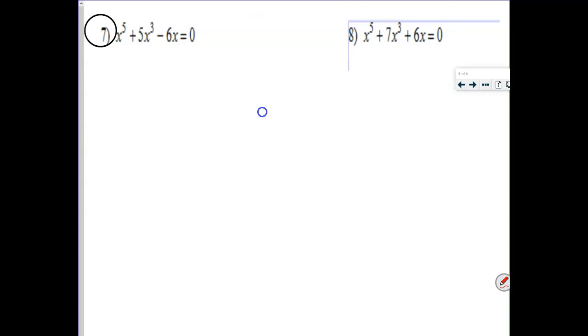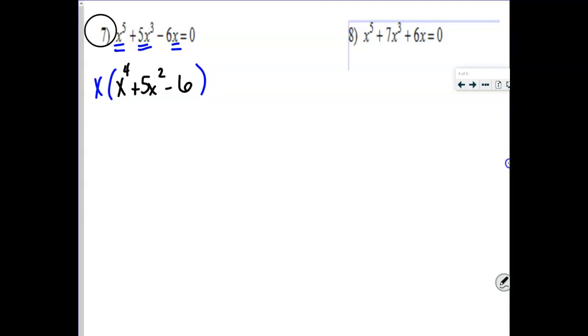All right, let's look at number 7. 7 and 8 are very similar to each other. At first glance, 7 kind of looks like a trinomial. But we're not ready to dive into the reverse FOILing process because number 7 has a common factor. Do you see it? So you have to start by taking out the x from the problem, leaving it in front of your trinomial, and the resulting trinomial is x to the 4th plus 5x squared minus 6.